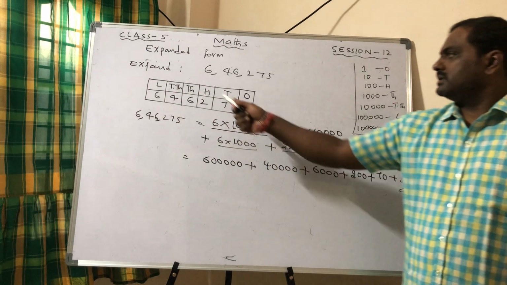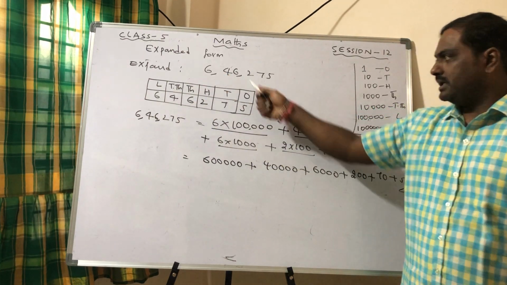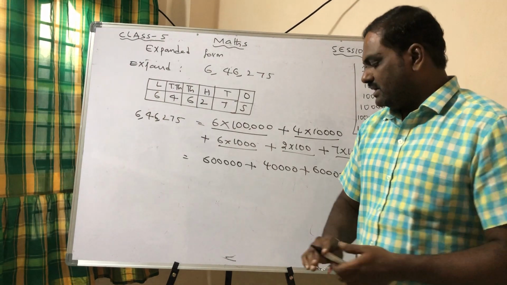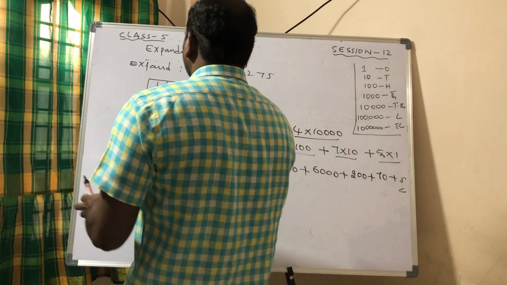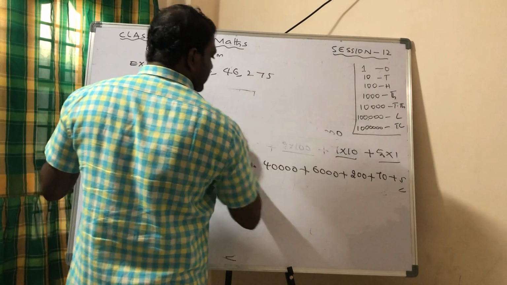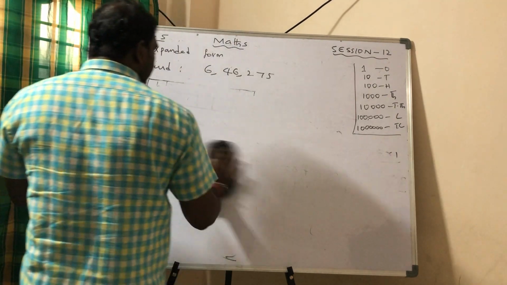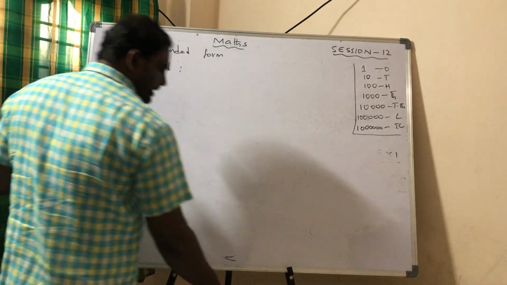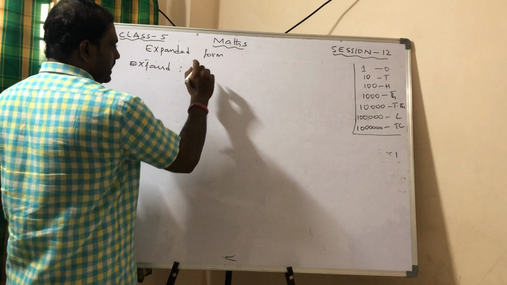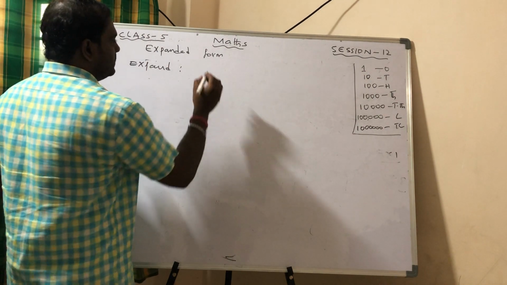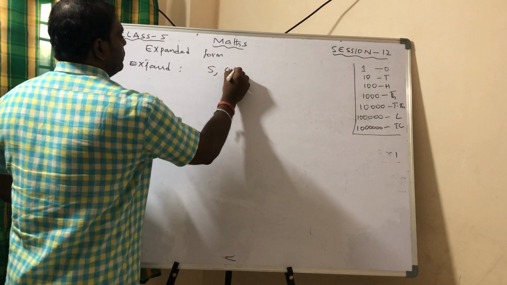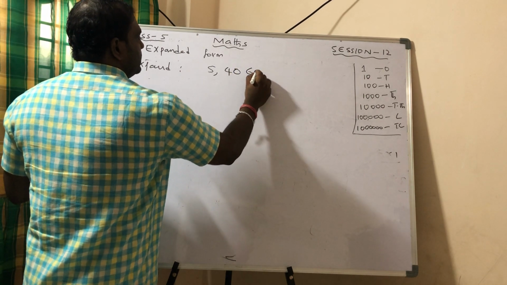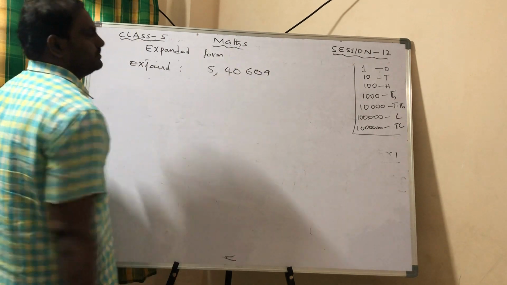Got it? So first take the number, write it in the boxes, and expand it. Do you understand? Shall I write one more question? Yes, I'll write one more question for your convenience, because it's very easy to write. You need not be confused about anything. Whatever number is given, you just write. Now I'll include zeros. So 5 lakhs 40,609. Suppose this is the question.